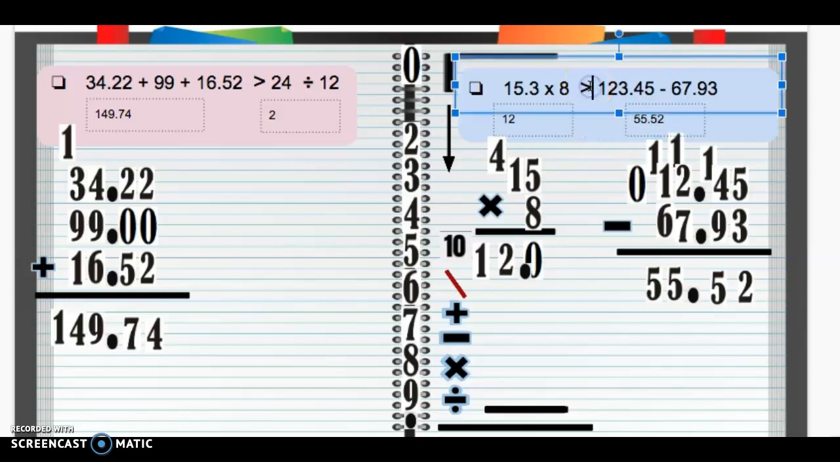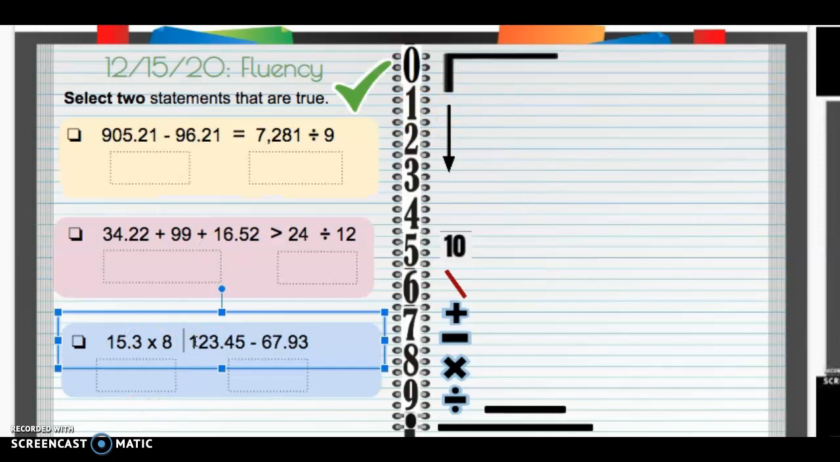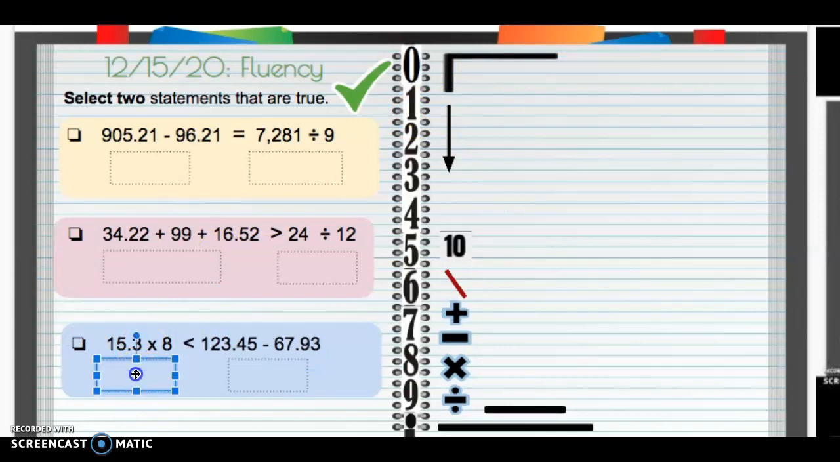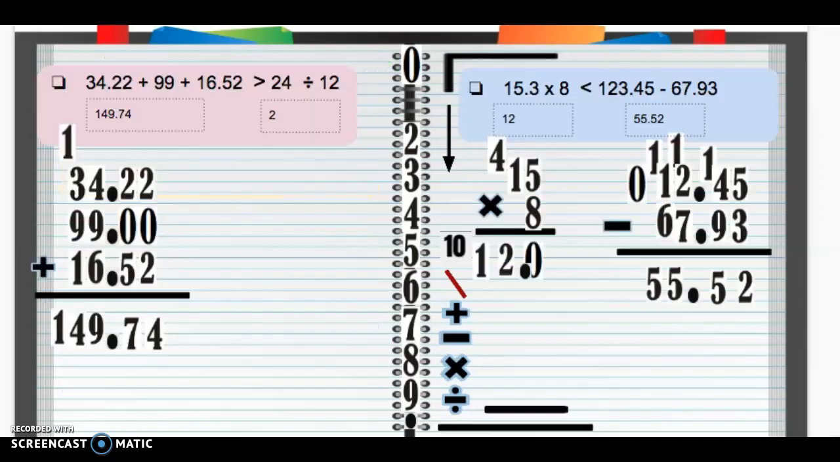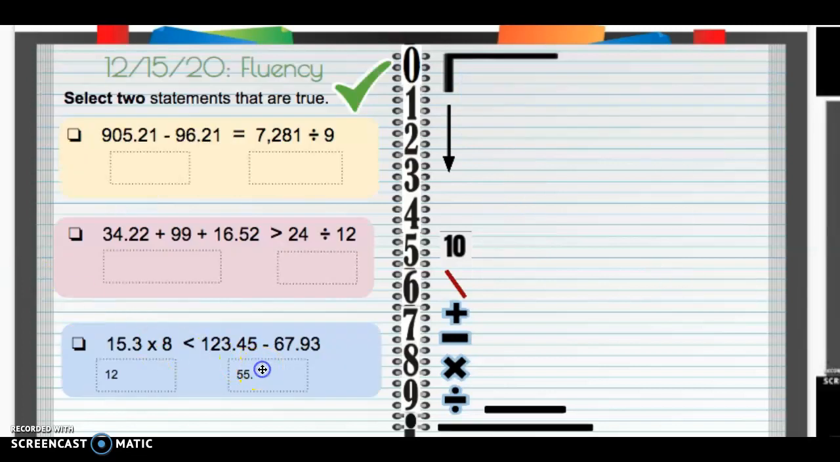All right. So this sign should be facing that way. Let me fix it here. So if we get 12, and then we get 55 and 52 hundredths, let's double check. Place it here, so that means this is correct as well. Remember, the other video from the previous slide had us check the first one, and the second one would be your last one. So select 2. This is our second one that we select. Please make sure you show all your work.